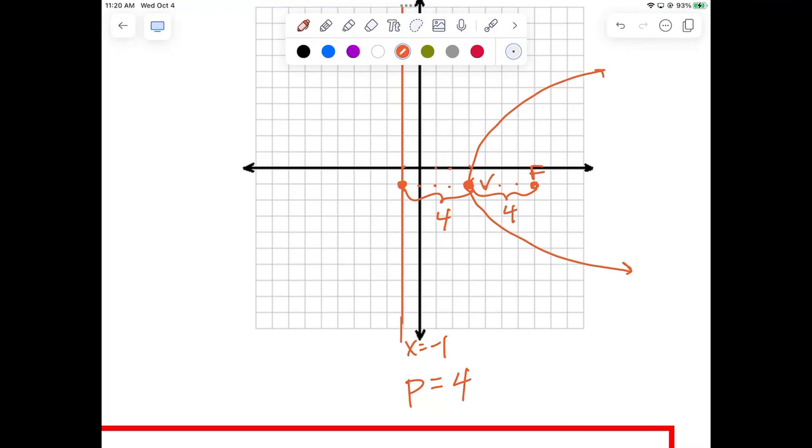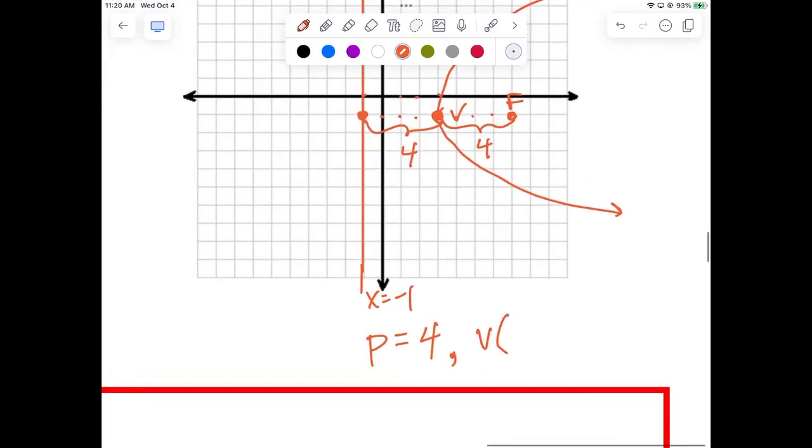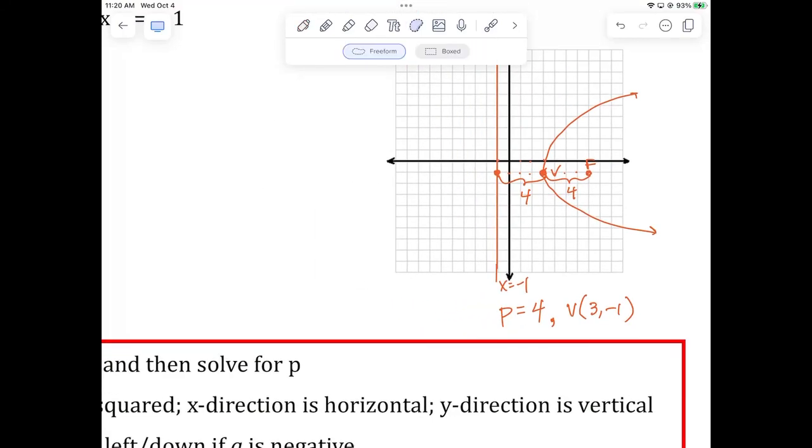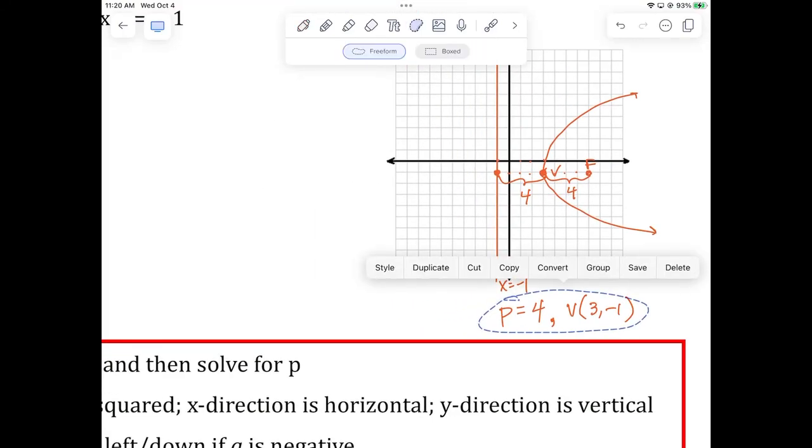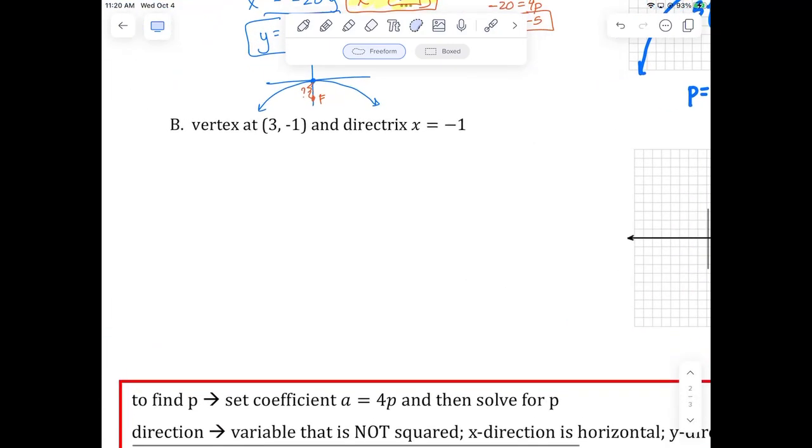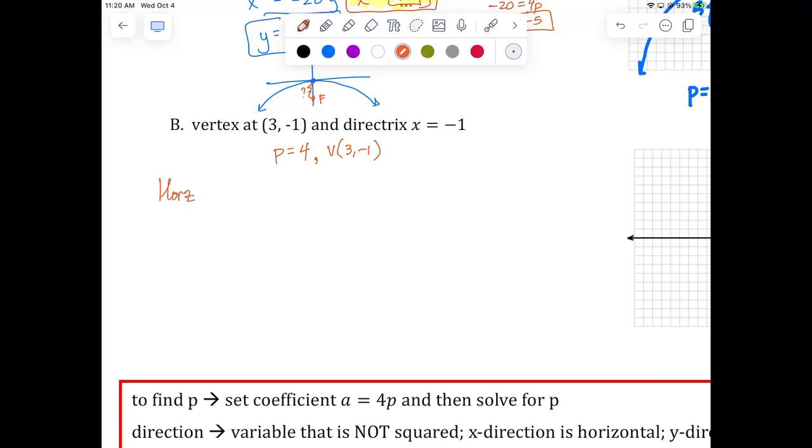So really all I need is my vertex. Let's put it right here. The vertex given is at (3, -1). All right, I'm going to copy this information because I get tunnel vision, and I'm going to bring it over here. Now, because it opens horizontally, here's your horizontal conic form. Your horizontal conic form is going to be (y - k)^2 = 4p(x - h).